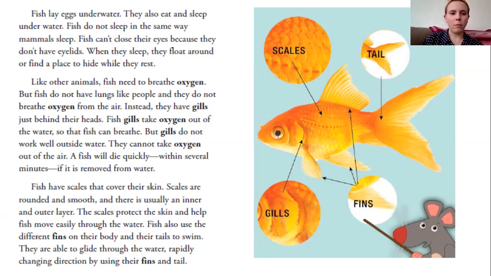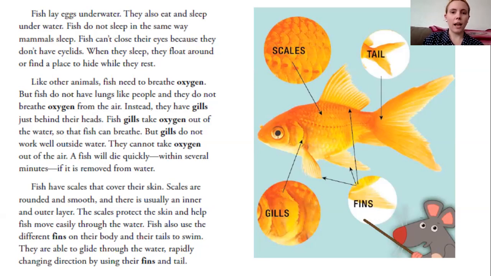Instead, they have gills just behind their heads. Fish gills take oxygen out of the water so that fish can breathe. But gills do not work well outside water. They cannot take oxygen out of the air. A fish will die quickly, within several minutes, if it is removed from water.